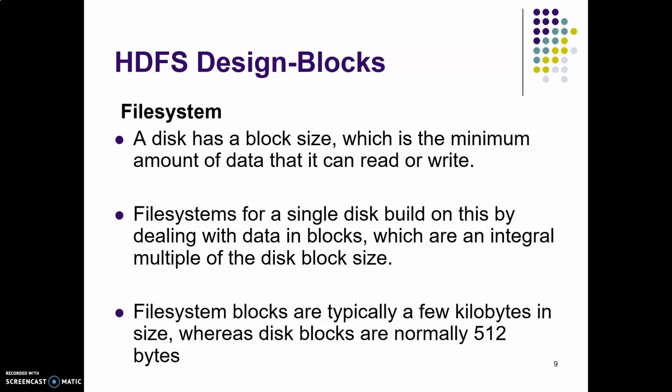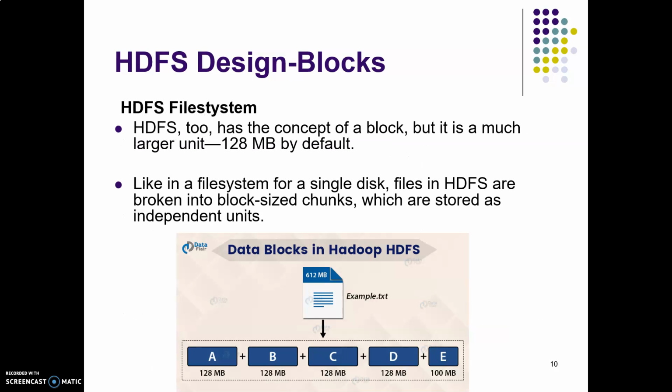When we come to HDFS design blocks, HDFS is also making use of the block concept, but the size is 128 MB. In the previous section, we have seen that the block size is only about 512 bytes, but here the block size is about 128 MB, and that is the default for almost all HDFS. Like in a file system for a single disk, files in HDFS are broken into block-sized chunks, which are stored as independent units.